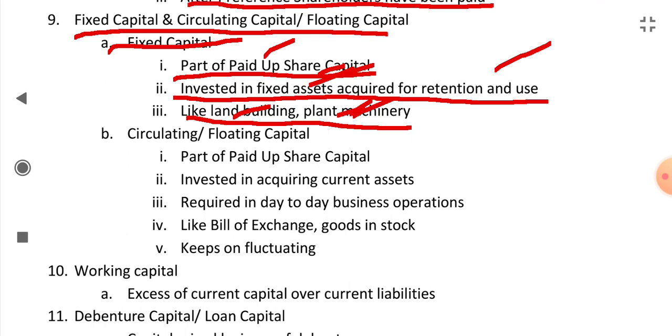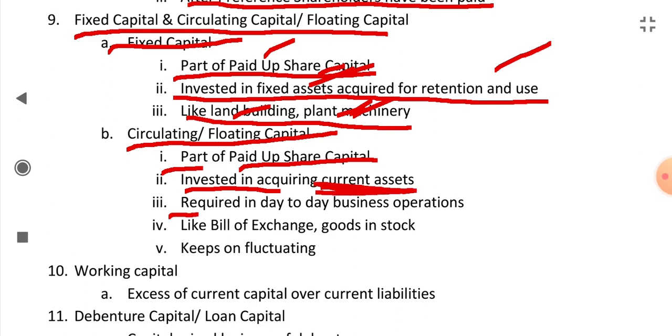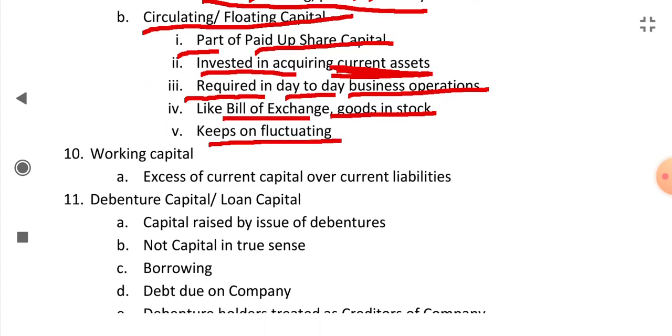And what is circulating or floating capital? The part of paid up share capital which is invested in acquiring current assets, which are not fixed assets. These assets are required in day to day business operations, like bills of exchange and goods in stock. They keep on fluctuating, they are not fixed. These were fixed and floating capital.